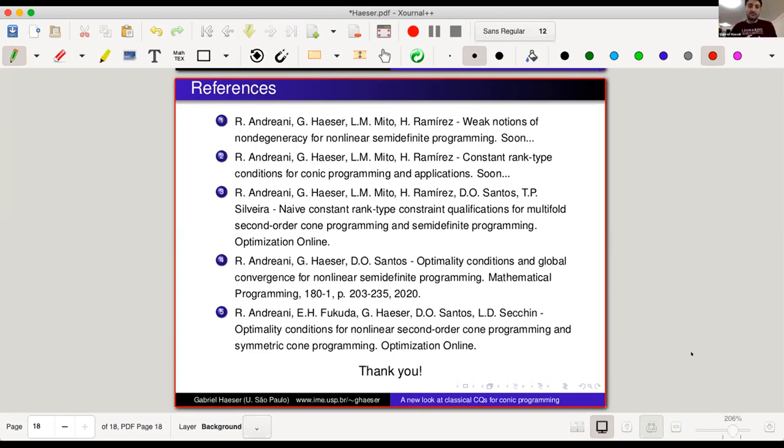Not yet. We simply use this to show the global convergence of the augmented Lagrangian method, but we didn't have much time to look at more consequences. It's kind of hard to work with this condition, so we haven't found any new results about this. Only that it is a new CQ, and it gives global convergence of the augmented Lagrangian. That's all the results that we have.